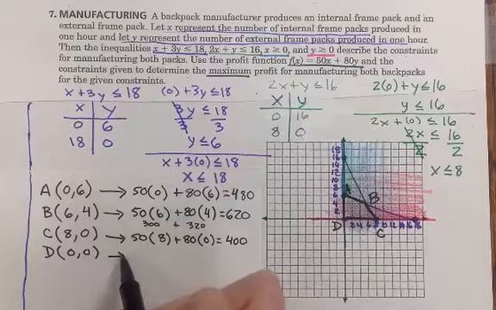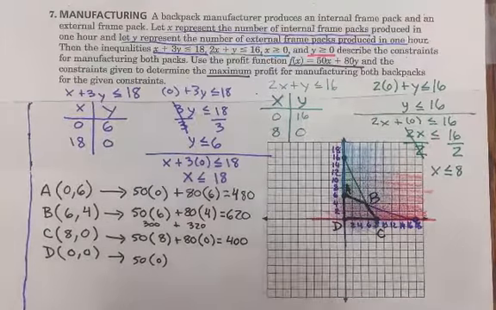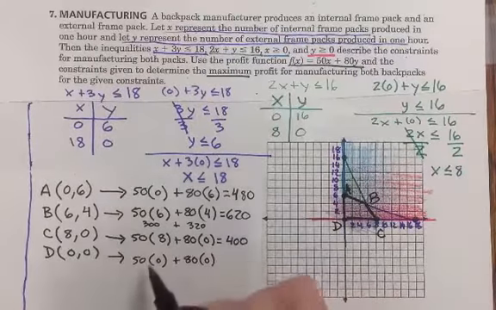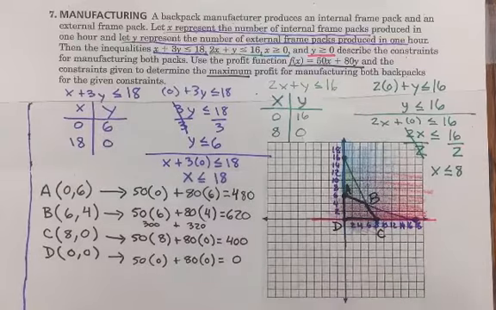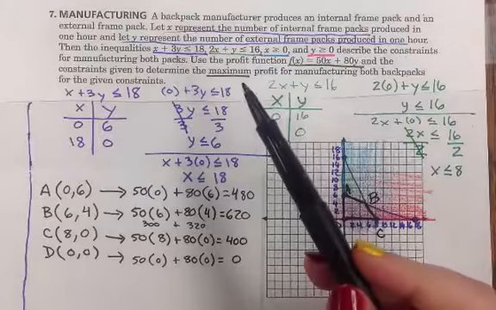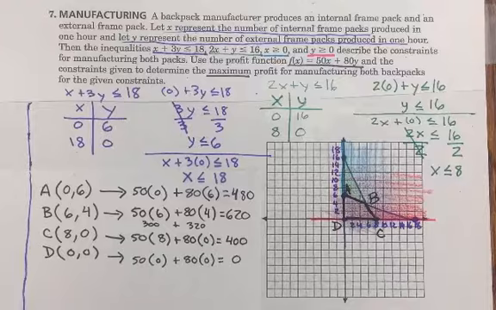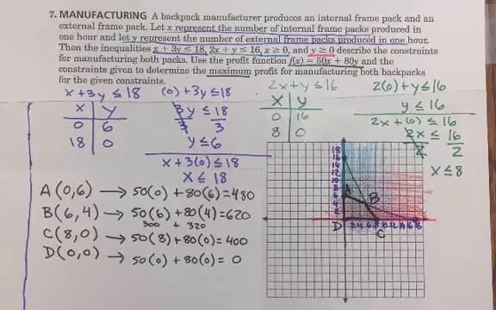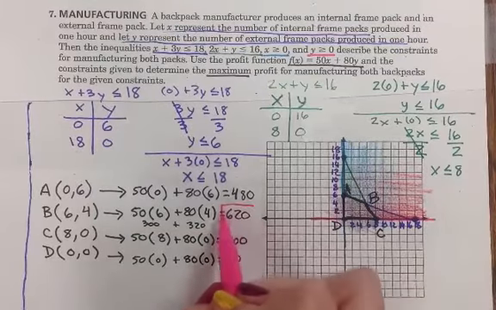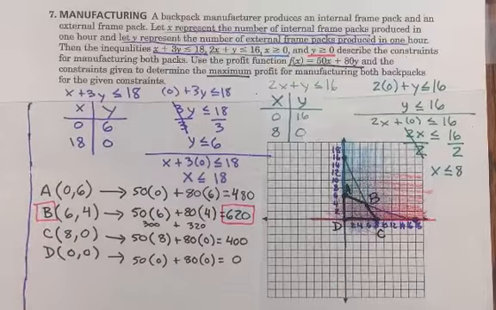And finally, point D, well, this one's going to be exciting. 50 multiplied by 0 plus 80 multiplied by 0 gives us 0 plus 0, which is just 0. So since we're maximizing our function, we want to look for the point that is going to give us the highest number. Well, out of all of these, I'm pretty sure 620 is the highest. So point B is going to be our answer.